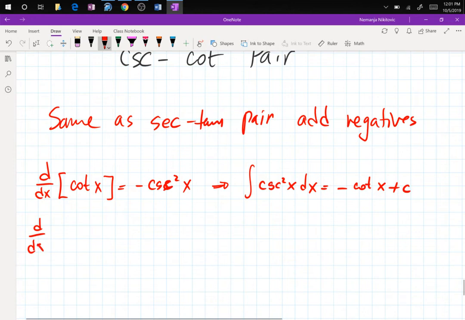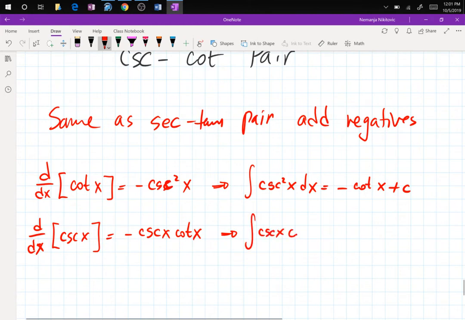Your derivative of cosecant x is negative cosecant x cotangent x, which gives you that the integral of cosecant x cotangent x dx is equal to negative cosecant x plus c. All of the problems are identical. The only difference is that you have to shovel these minus signs.